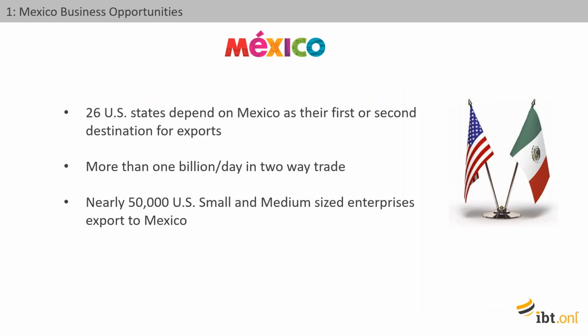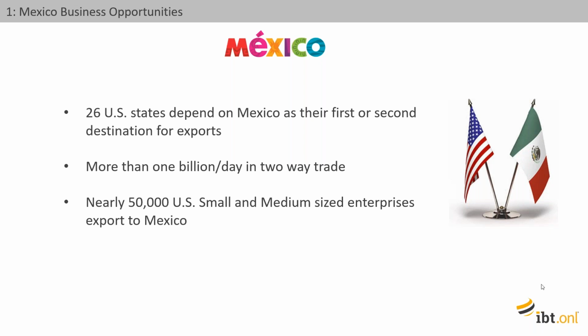Moving on to the next slide, just to re-emphasize: 26 U.S. states depend on Mexico as their first or second destination for exports. And there is more than $1 billion a day in two-way trade between the 2 countries. So this is why people were really tuned into what's happening with NAFTA. It's just a very convenient place to export because it is a very open market, and also because of its proximity. It's close by, and it's an easy market to do business with.